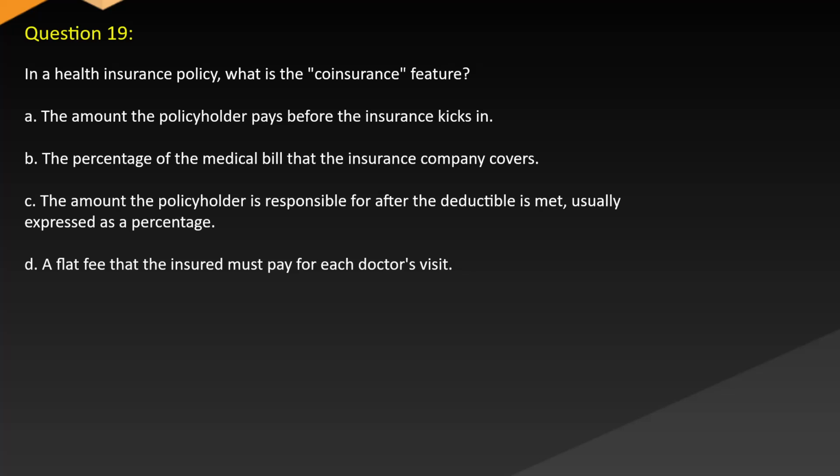Question 19. In a health insurance policy, what is the coinsurance feature? A. The amount the policyholder pays before the insurance kicks in. B. The percentage of the medical bill that the insurance company covers. C. The amount the policyholder is responsible for after the deductible is met, usually expressed as a percentage. D. A flat fee that the insured must pay for each doctor's visit.